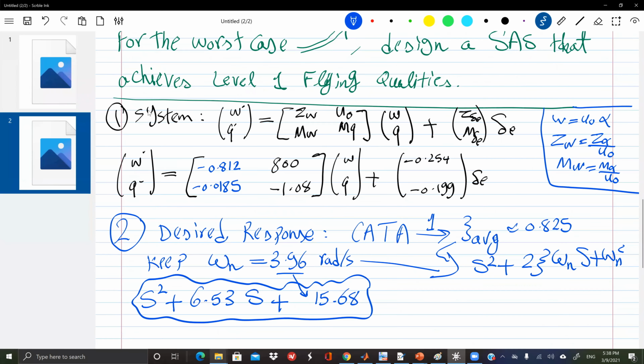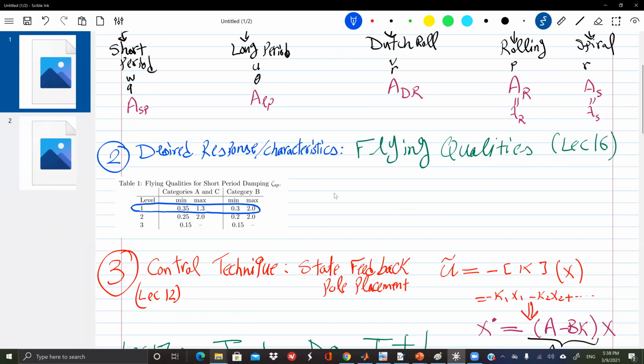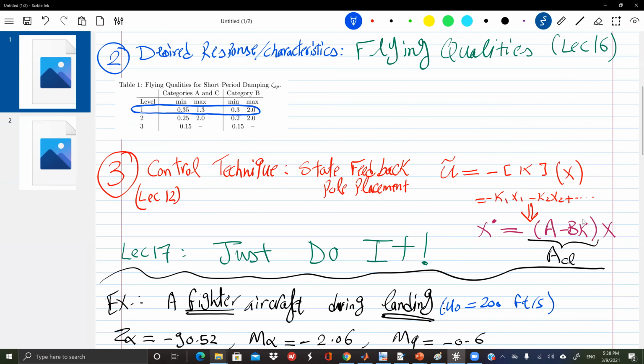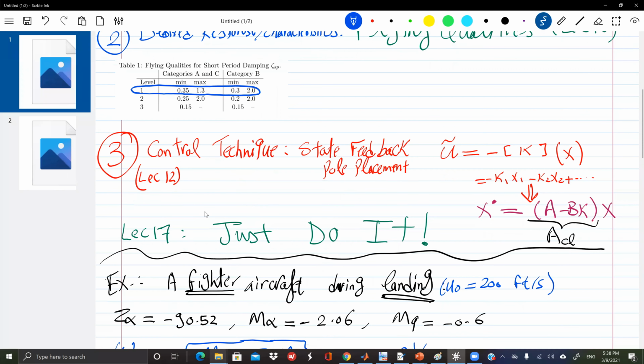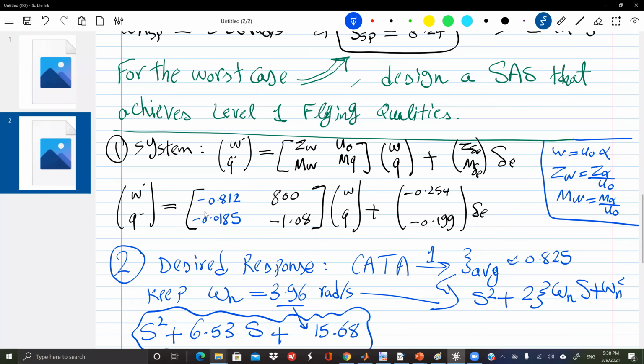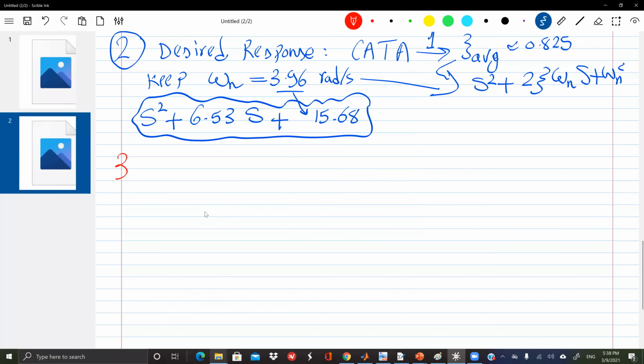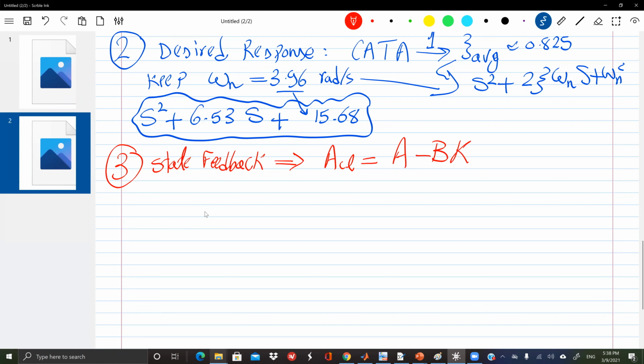Here is my system, and here is the desired response. Then what is your control technique? State feedback. So let's get our A closed loop and design the gains such that we have this response. The third step, the red step, is state feedback. It gives you the A closed loop, which is simply A minus BK, right? So let's do it together.